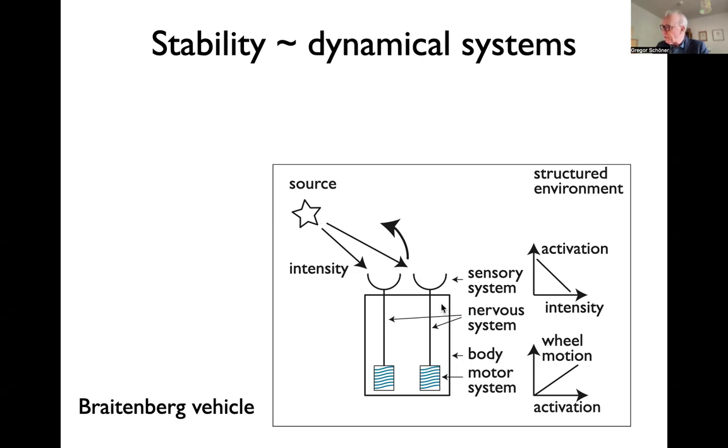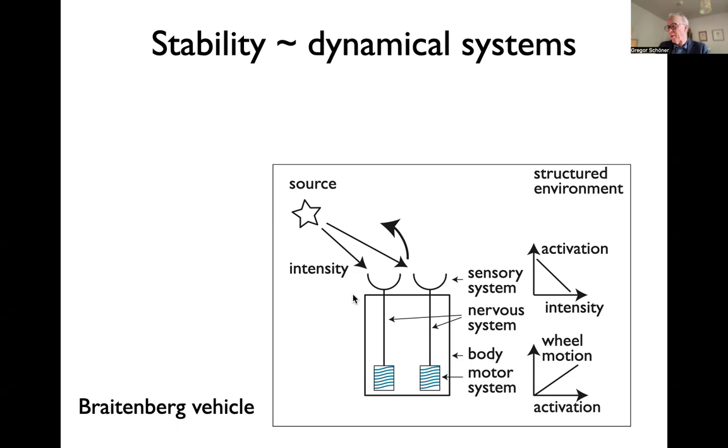This is the example of a system where the sensory system has this negative characteristic, high intensity, low activation, and the motor system has this positive characteristic, low activation, low rotation. That makes the system turn towards sources of that. If you have a little higher intensity on the left than on the right, then you send a little less activation to the left motor than to the right motor. So this turns less than that, and therefore you will be turning to the source. That's a mental simulation of that happening.